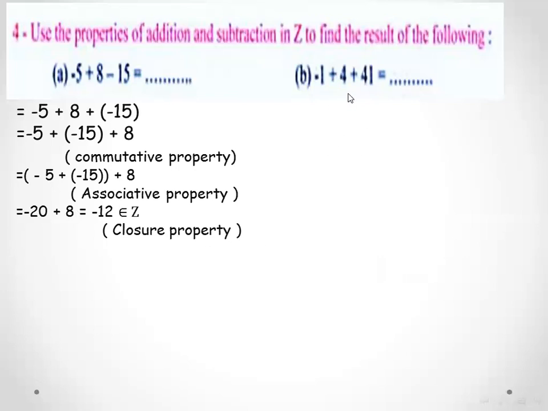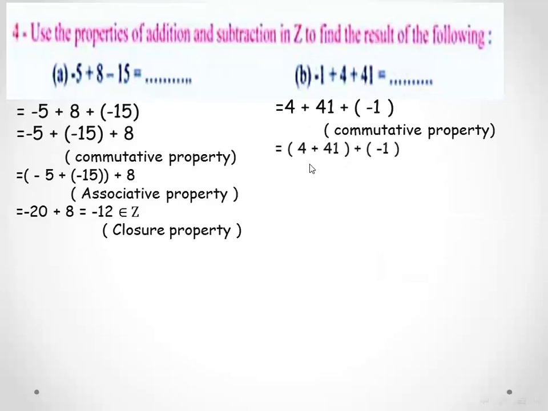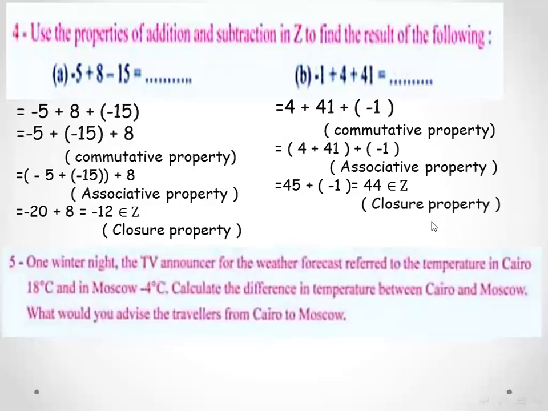The second one, negative 1 plus 4 plus 41. I'm going to rearrange them. I have one negative, two positives, so I'm going to put the positive numbers beside each other. 4 plus 41 plus negative 1, commutative property. Then bracket 4 plus 41, associative property. 4 plus 41 equals 45, plus negative 1. Different signs, subtract. 44. Keep the sign of the bigger number, which is positive. 44 belongs to Z, closure property.